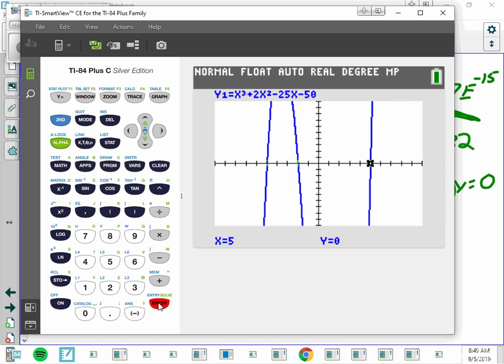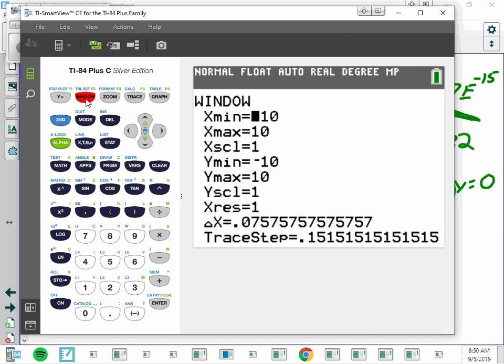Now, what if I wanted to see the hump that's on the left side of this, or the one that's on the right side? What do I need to do? I could zoom out. The trouble with zoom out is it's going to zoom out on the y-axis and on the x-axis. I don't really need to see more of the x-axis. You guys see that? My x-axis is pretty well situated. I just want to change my y-axis. So I'm going to go into Window, and I'll leave my x-axis alone. And for my y-axis, maybe I'll go from -40 to 40.